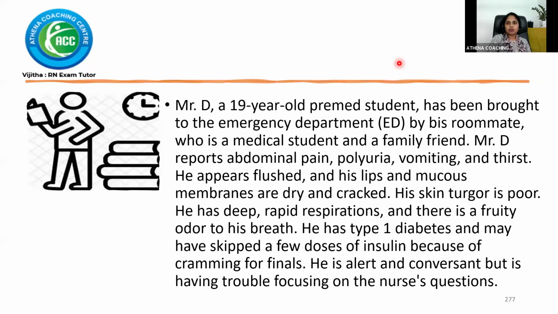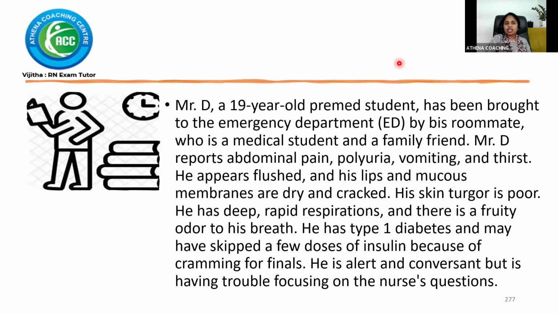So here, this is a case study. Mr. X or Mr. D, a 19-year-old student, has been brought to the emergency department by his roommate, who is a medical student and family friend. Mr. D reports abdominal pain. That means the patient reports abdominal pain, polyuria, vomiting, and thirst.